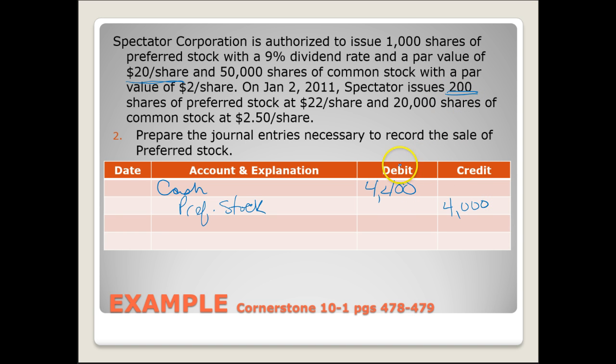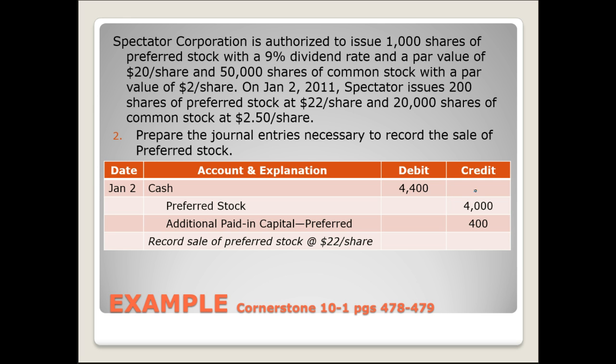Remember, they got a full $4,400, so that extra $400 goes into additional paid-in capital preferred stock, and that's the $400. That's going to be a credit also. Let's look at that all nice and neat, typed out. The full amount of cash is a debit up here. Par times the number of shares is going to be entered as a credit into preferred stock, and anything above par times the number of shares will be entered as a credit value into additional paid-in capital preferred.